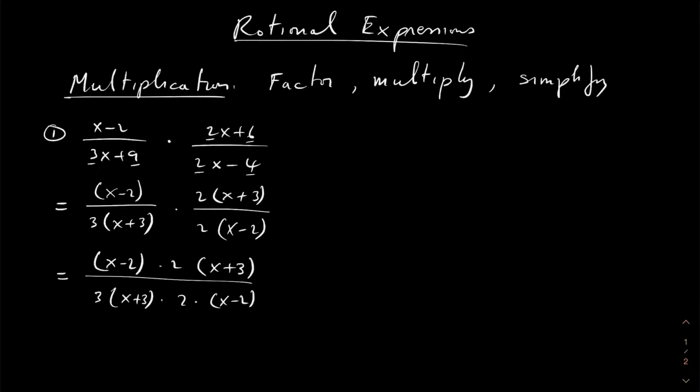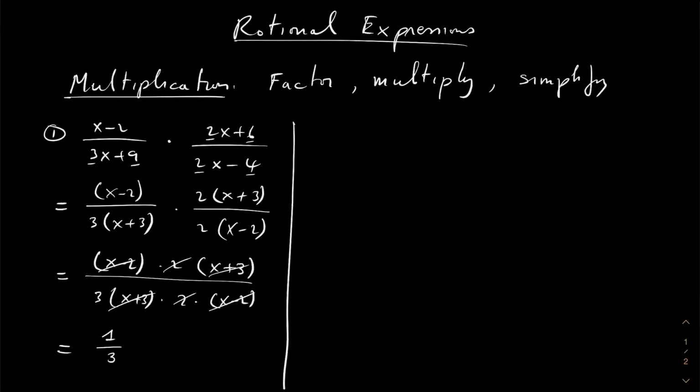Step 3, we can simplify every common factor that the numerator and the denominator have in common. So we have x minus 2 and x minus 2 gone, 2 and 2 gone, x plus 3 and x plus 3 gone. Everything is gone from the numerator, so all you have left there is 1, and for the denominator you have 3. Our final answer here is 1 over 3.